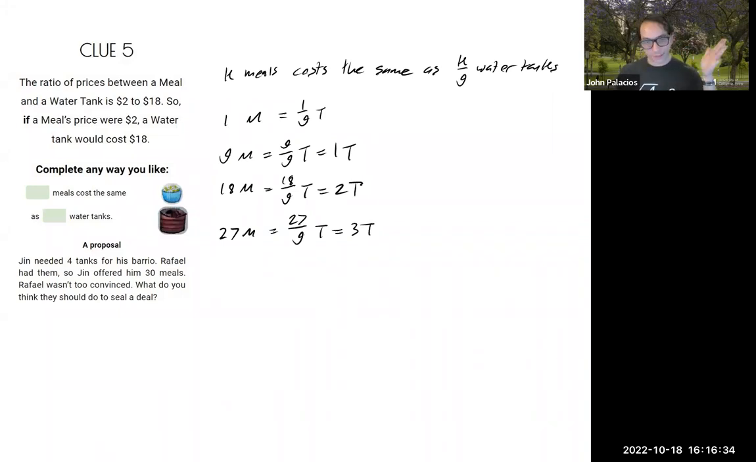So you can get 27 meals for 3 water tanks, or 27 meals cost the same as 3 water tanks. This gives us a direct comparison between the prices of each, and we know that the relationship in groupies, or the ratio in groupies, will be the same, since there's going to be some constant, hopefully, trade value between the two currencies.